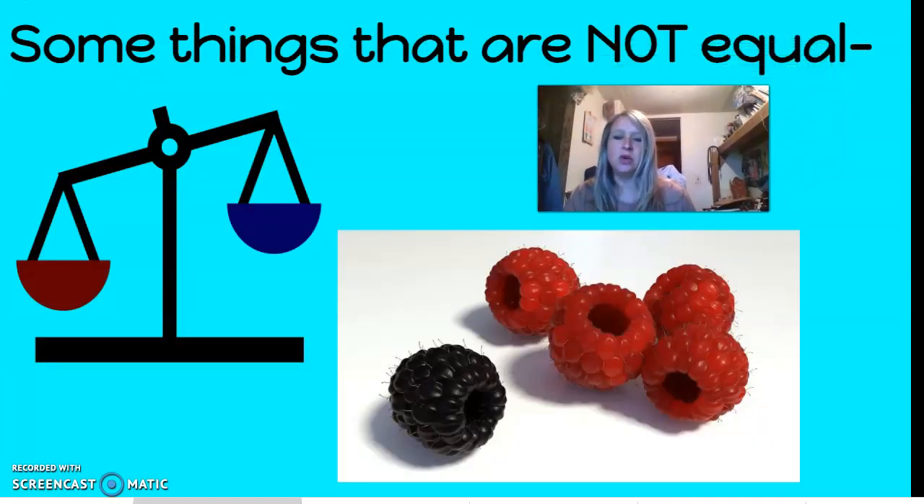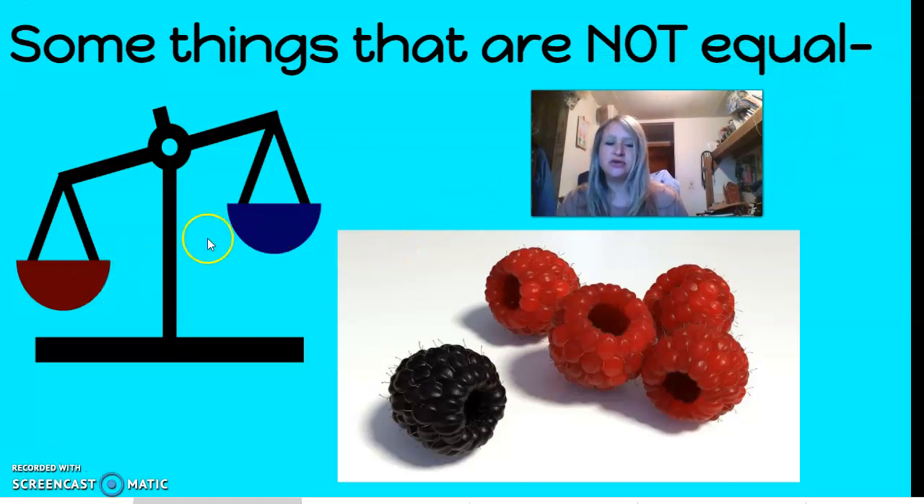Some things that are not equal. Look at these pictures. These are not equal. One's heavier than the other one. There's more red than purple berries. So they're not equal.